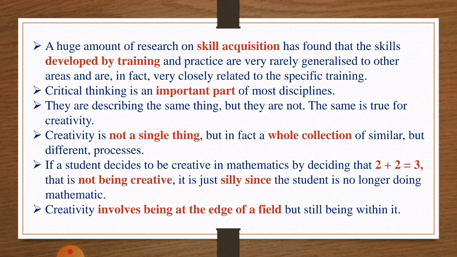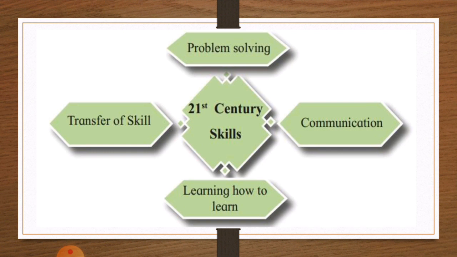So these arguments can be applied for the 21st century skills also. Students, now we have to discuss about 21st century skills such as problem solving, communication, learning how to learn, and transfer of skill. Students must be confident while solving any problems in front of them. They must learn to work well with others in any situation. So some transfer is definitely possible in those situations.